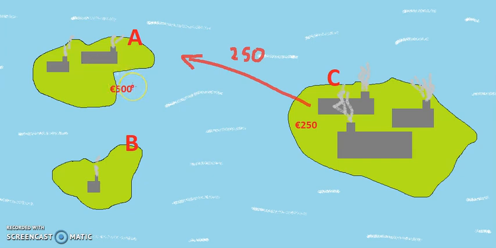A protective tariff is one where country A would put the tax as being a lot more than bringing it up to equality. Say for example they put a tax of €300 onto it. So the tax of €300 would make this phone suddenly cost €550, which is more expensive than the phone in country A. Therefore everyone in country A will buy the phone in country A, and country C suddenly doesn't sell any more phones.